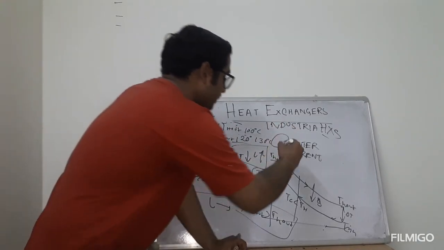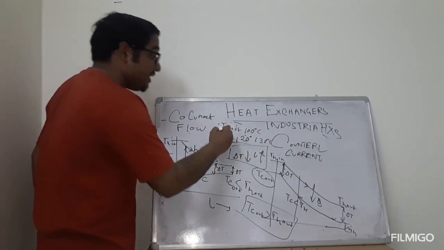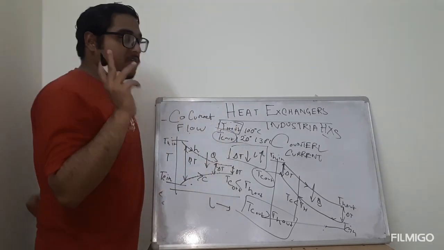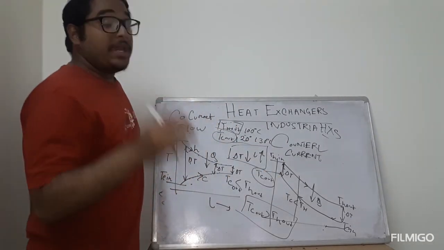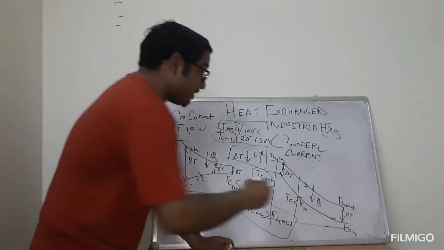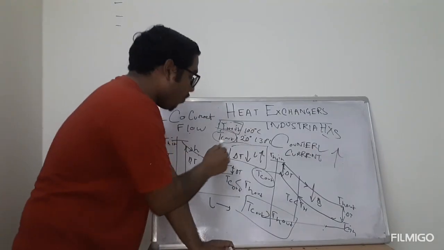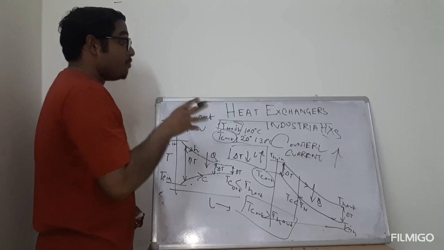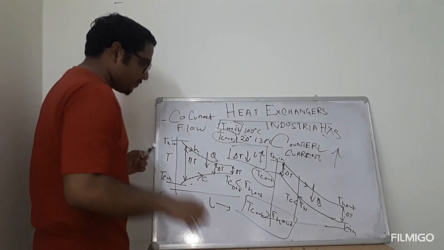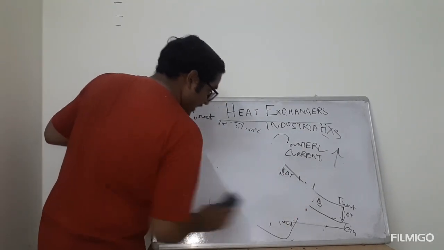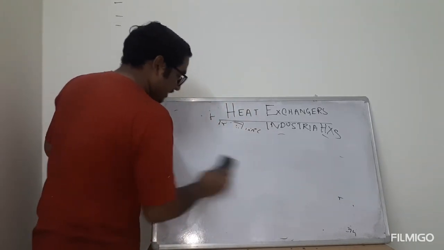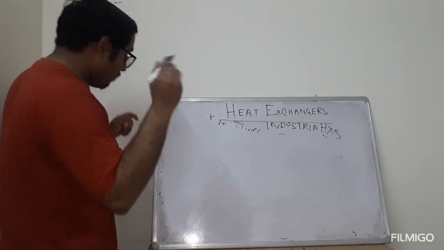Obviously, you'll have to go for a counter current heat exchanger. Because in a co-current heat exchanger, TC out, the outlet temperature of the cold fluid, will never be higher than the outlet temperature of the hot fluid. But here, it can happen so. That's why the counter current heat exchanger has an advantage over the co-current heat exchanger, and that's why it is preferred more in industry. So having explained these curves, the evaporator and the condenser are also heat exchangers. Let me tell you, the evaporator and the condenser are also heat exchangers. How does the profile look?